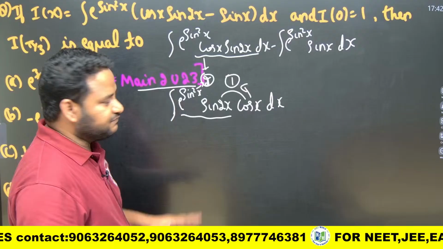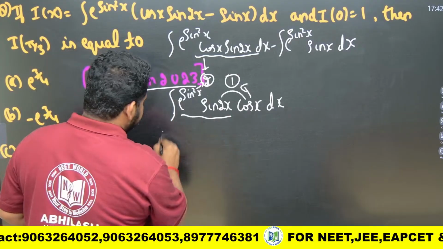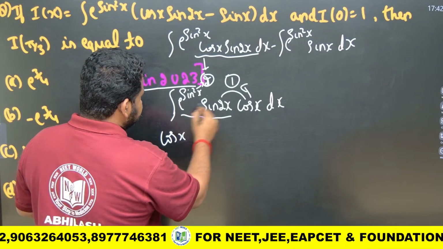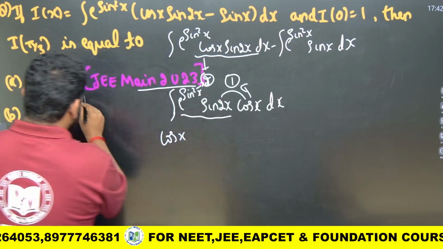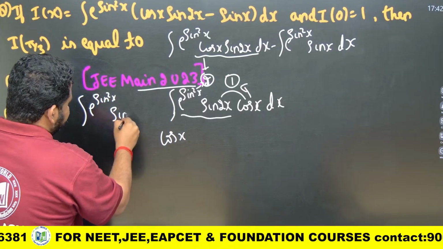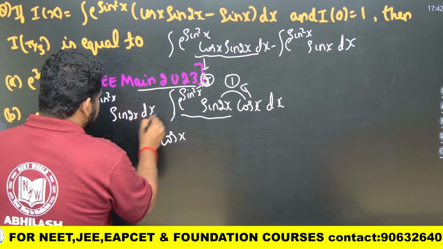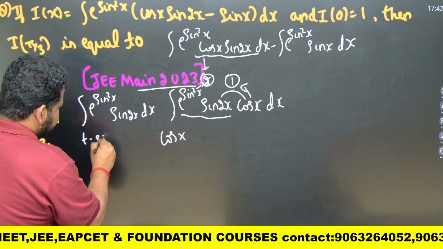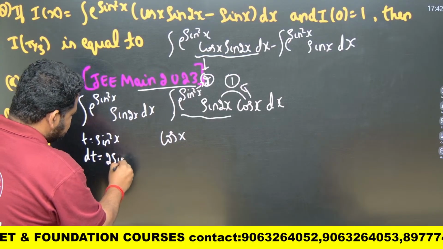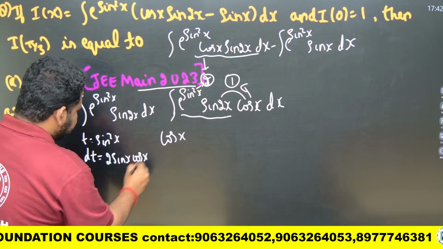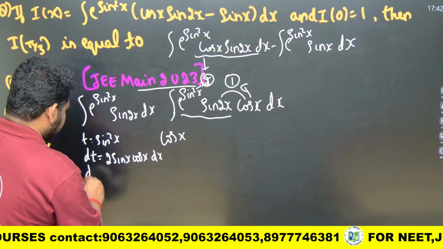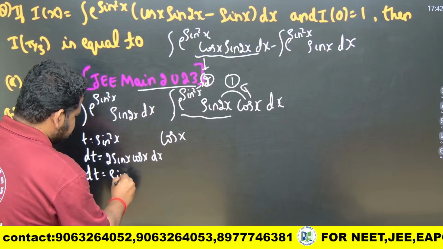If we take this as the second function, cos x will remain as it is. Now I have to integrate e power sin square x sin 2x. Let me take it separately. If I put t equal to sin square x, dt will be equal to 2 sin x cos x dx, that is dt equals sin 2x dx.